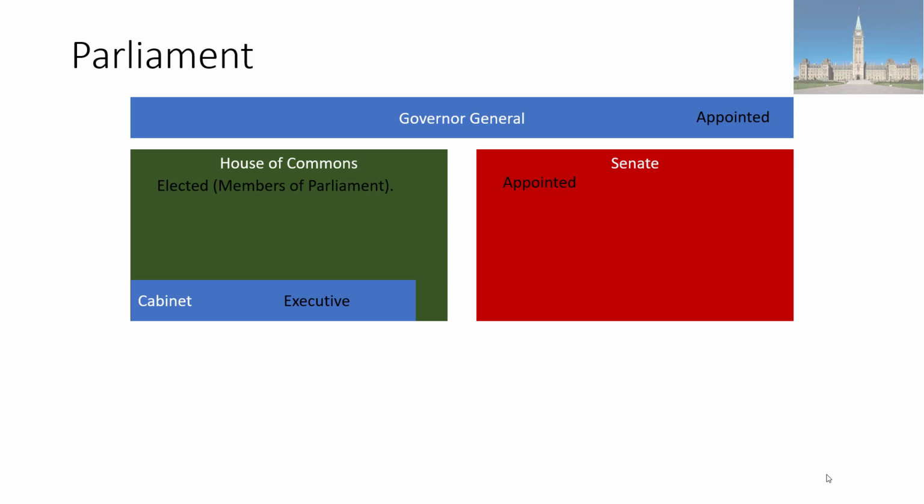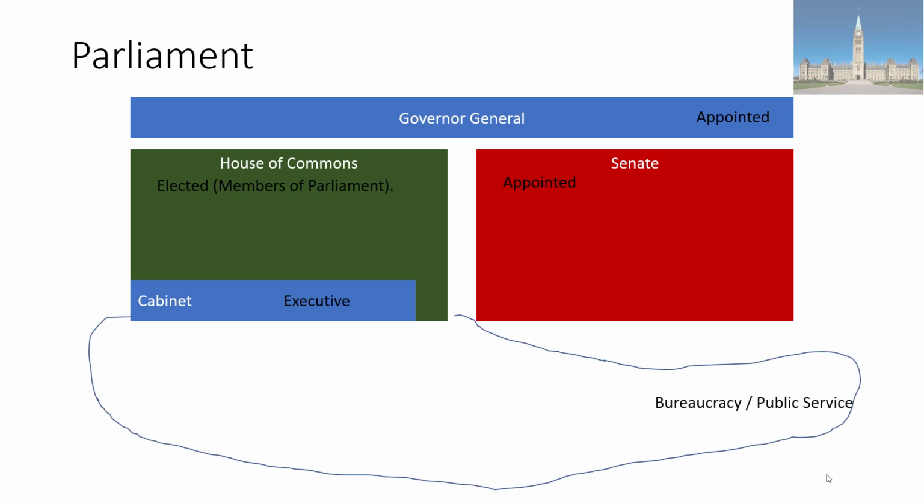What this means is if you're a cabinet position, it means that you oversee some aspect of this blue blob that I'm showing here, that is the bureaucracy or the public service. So within cabinet, the top person is the prime minister, and they are essentially the leader of the government, and the cabinet members oversee the different government departments and agencies within this blue blob. So they have a very important function inside of the House of Commons that people within the Senate or other elected members of Parliament do not have.